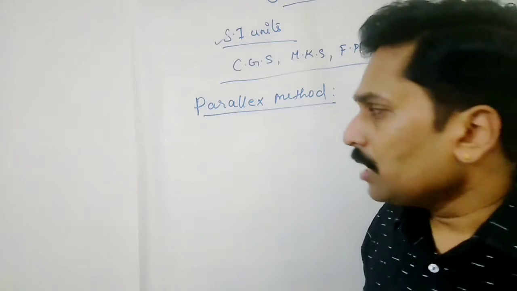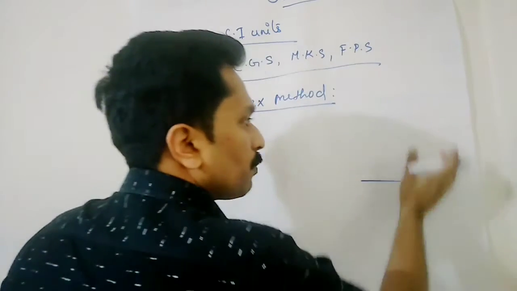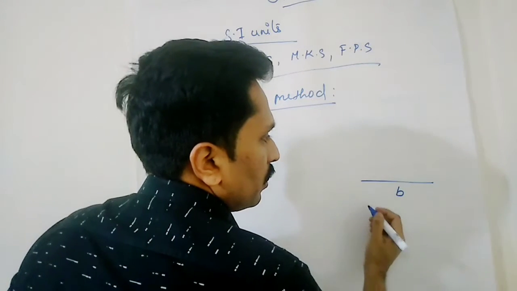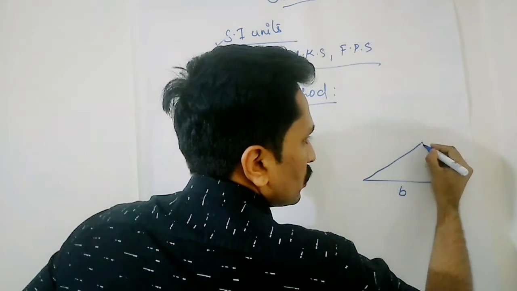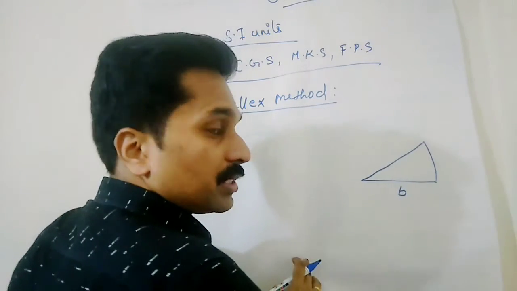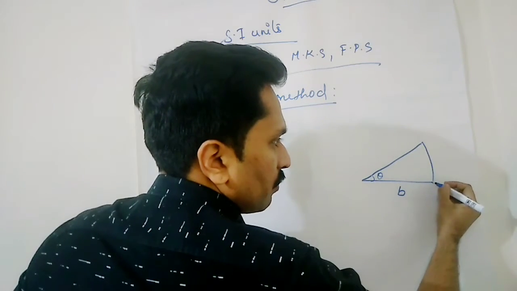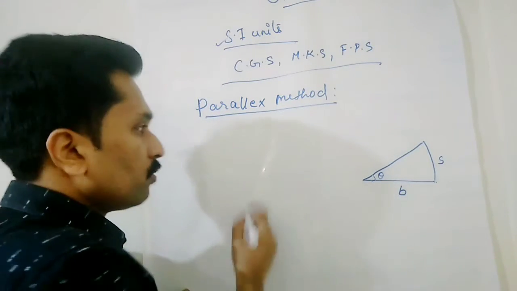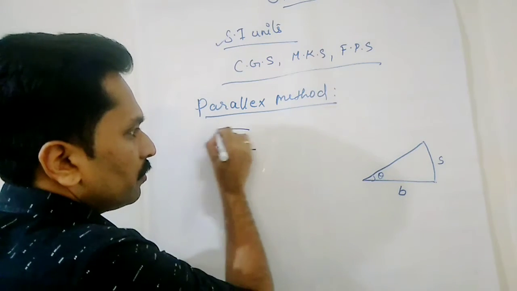Clear? Suppose I am taking a circle, and I take a radius and call it B, and let the angle formed be theta. Let the distance from the radius to the point of observation be S. So how will you find it? S is equal to B by theta. This is the formula.